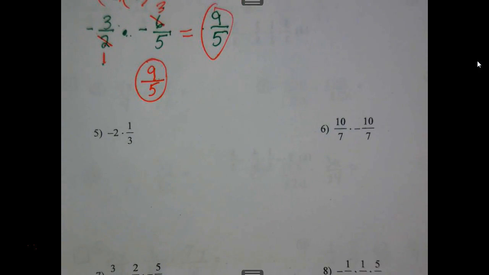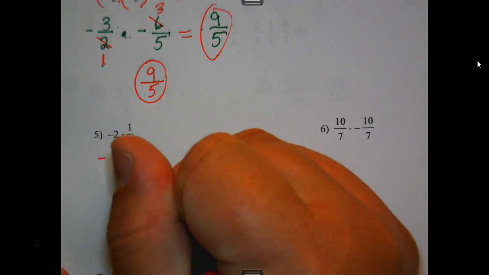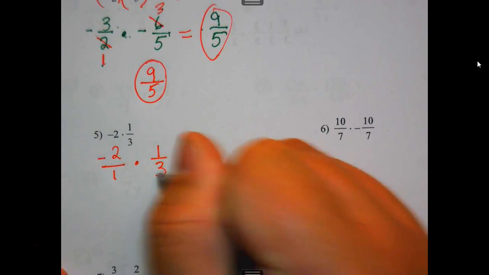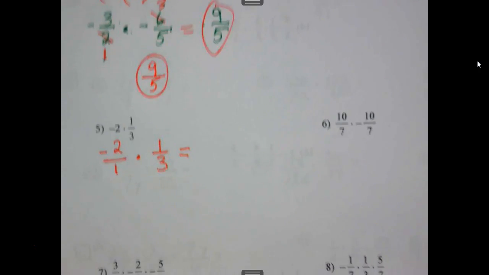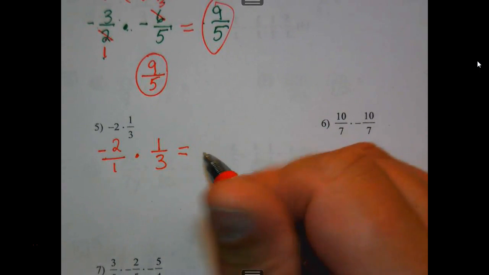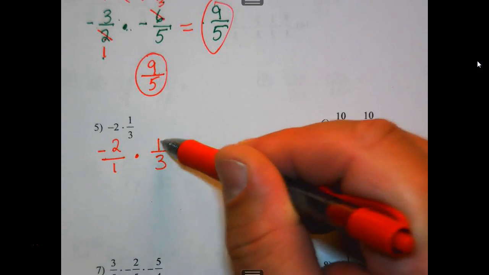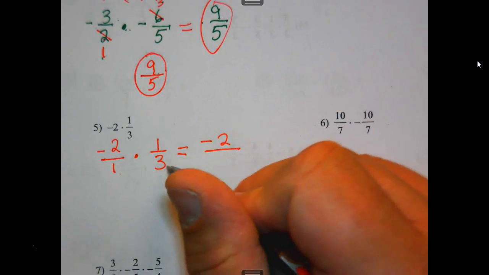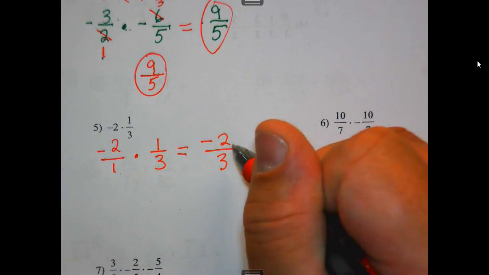Okay, how do I multiply a whole number times a fraction? That's right, put it over 1. Okay, either put it in a calculator or multiply across and simplify. -2 times 1 is -2. 1 times 3 is 3. Simplified, I'm done.